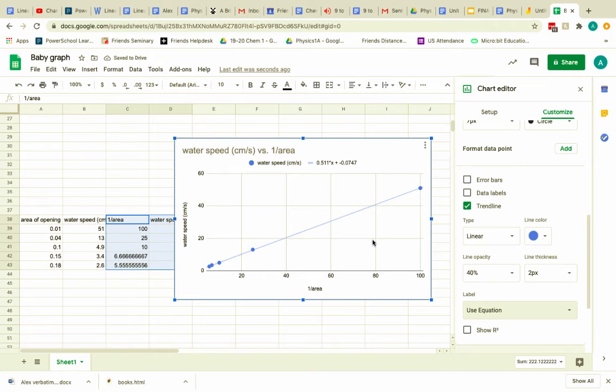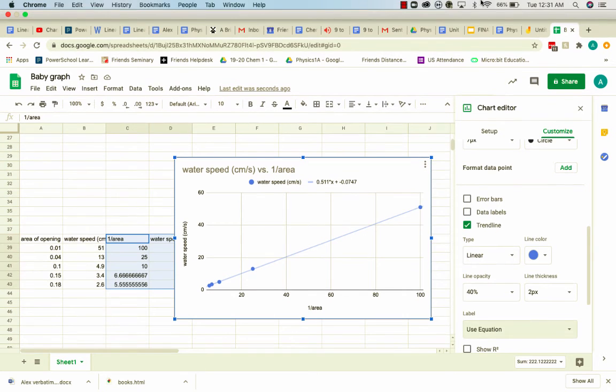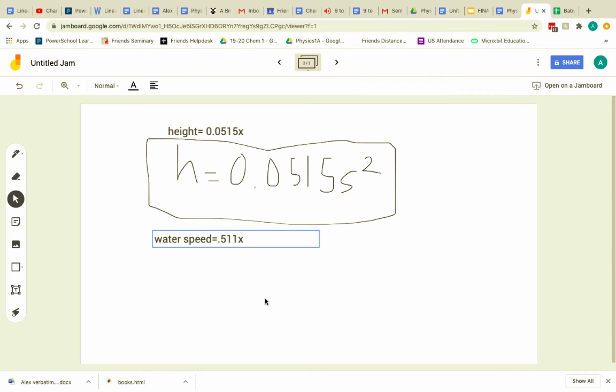Once again, the y-intercept is really small. It's 0.0747. And if I compare that to all of these y values, it's so much smaller than all of them that I'm just going to, again, ignore it. So I'm going to rewrite this on a Jamboard and create the equation. And voila, water speed equals 0.511x. Remember, I just ignore the y-intercept.